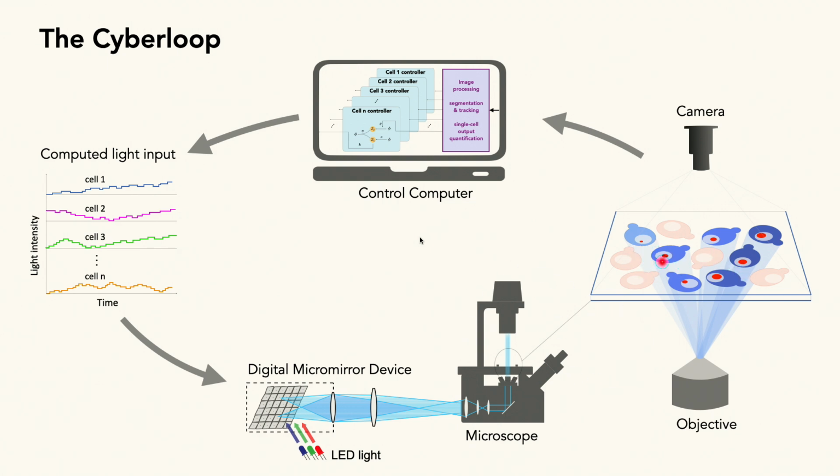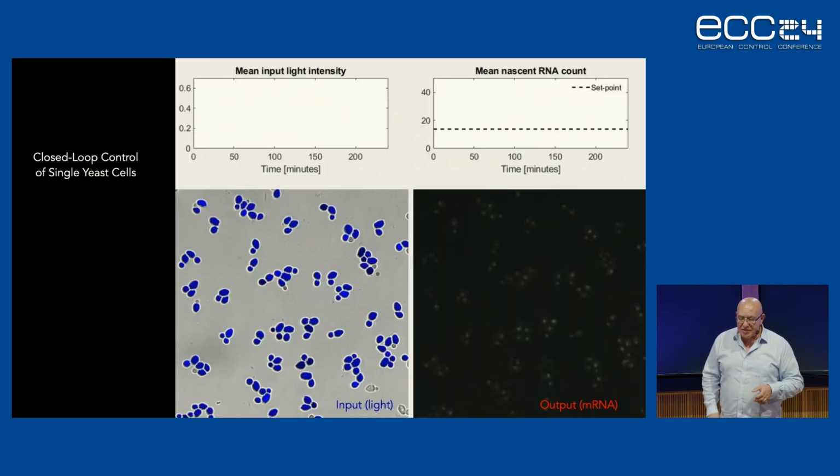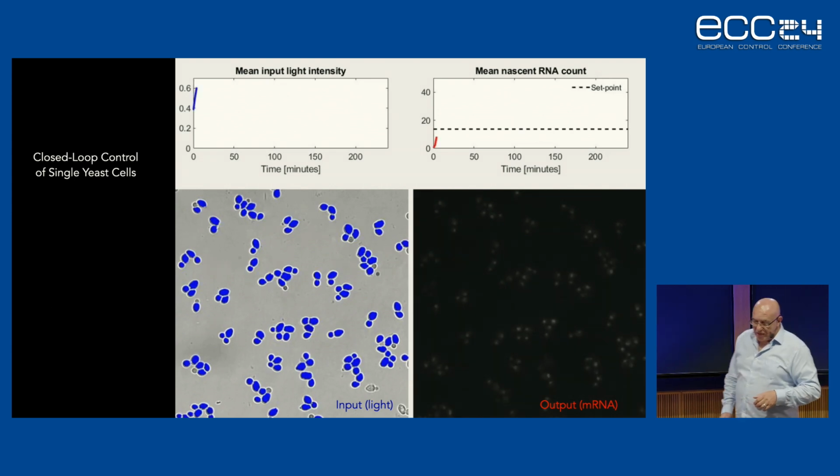They're constantly being segmented and tracked. And then each cell has its own private control system running in a computer whose output is fed to the digital micromirror device so that it shines the corresponding light to that particular cell. And you could do this for several hundreds or thousands of cells. So I'm going to show you a video of how this looks like.